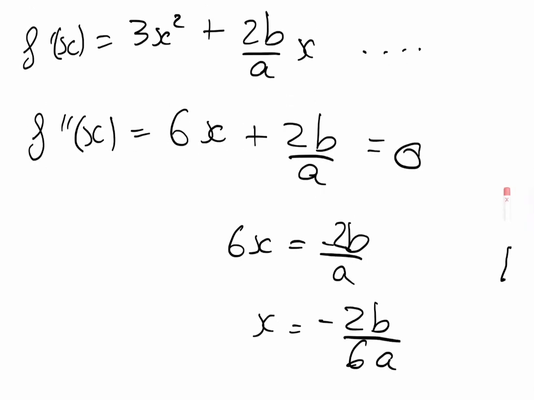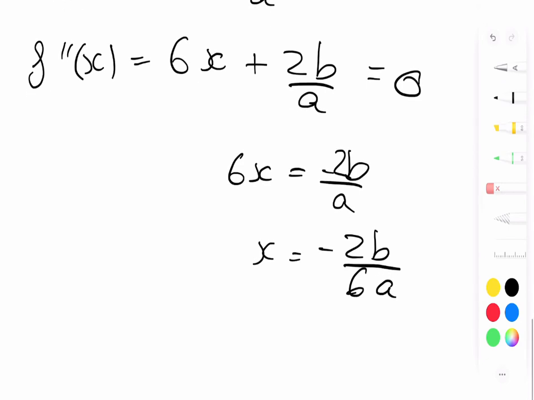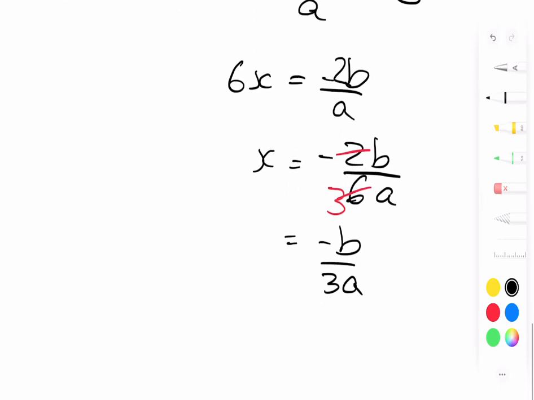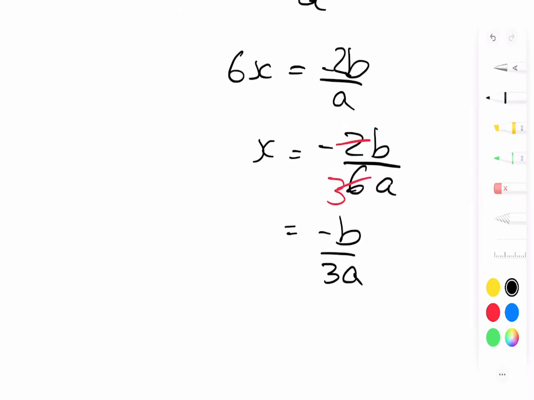That's a bit unfortunate. There we go. So here I'm going to use red to show that I'm cancelling these and just leaving a 3 here. And that will equal negative b over 3a. Let me know in the comments if the colours help.